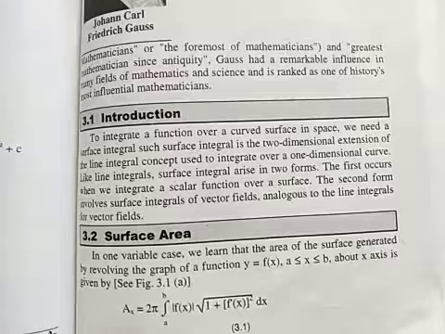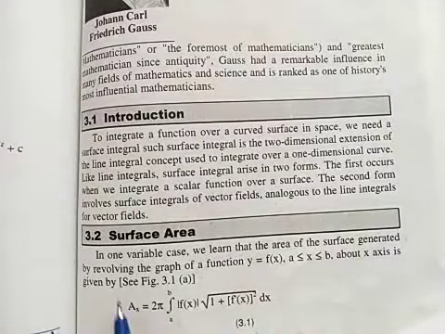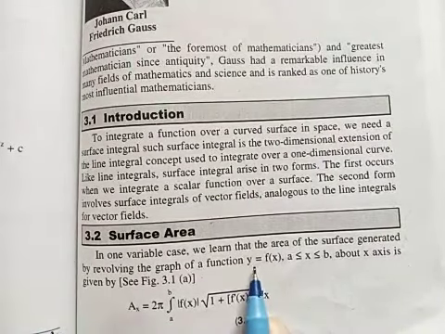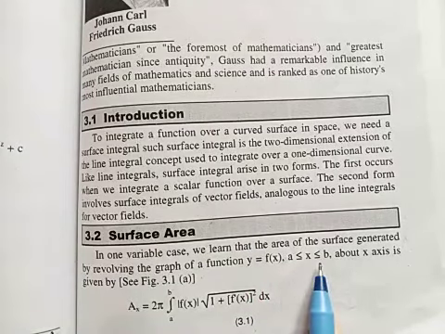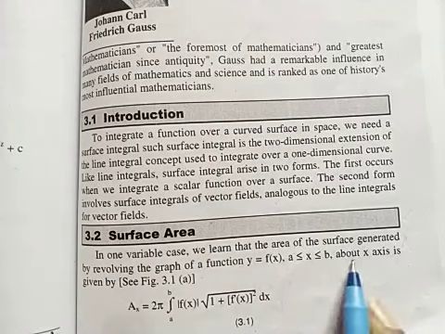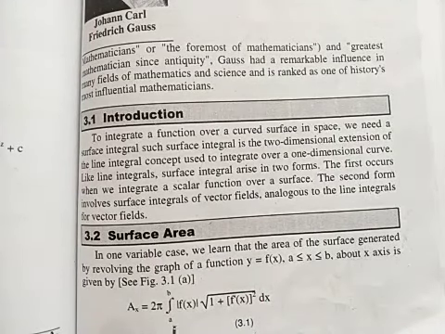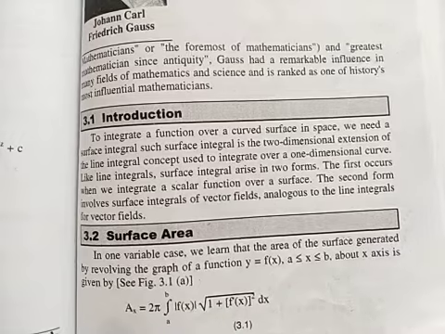We have learned that in the one variable case, the area of the surface generated if we revolve the graph of a function y = f(x), where x is between a and b, about the x-axis, is A_x = 2π ∫ from a to b |f(x)| √(1 + (f'(x))²) dx. If we revolve the graph around the x-axis, this is the surface area.